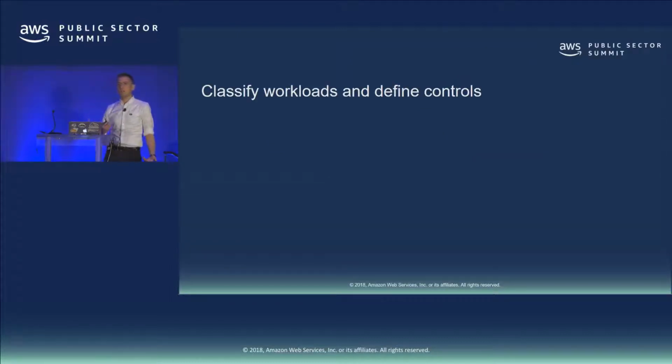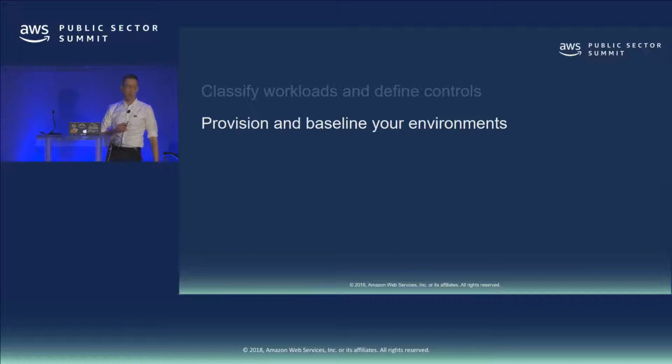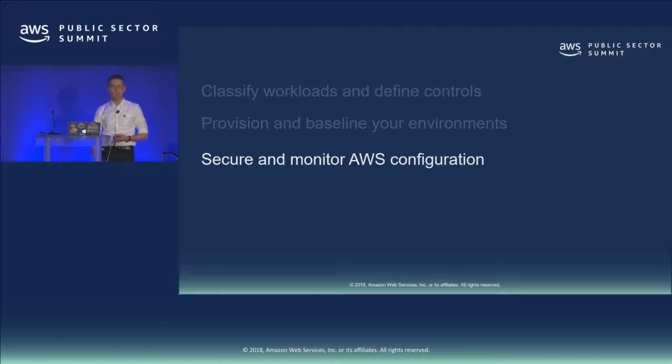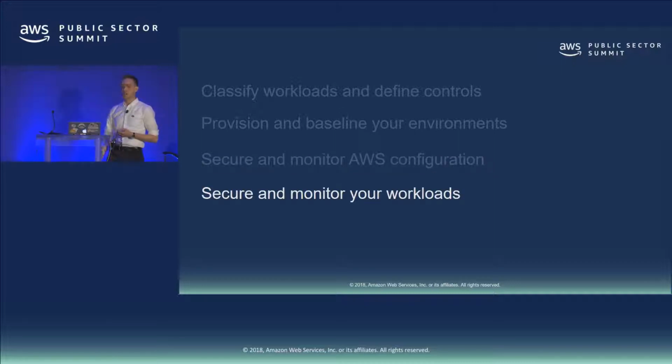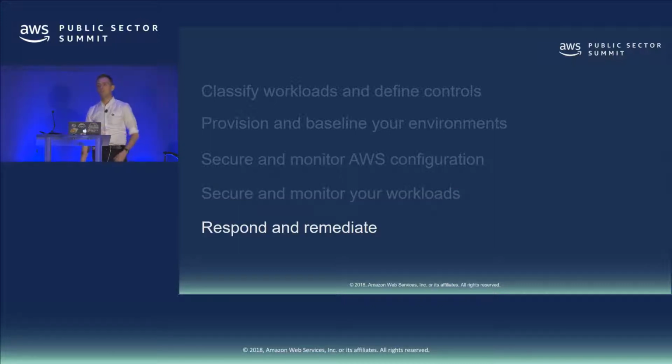So on the agenda today, I'm just going to talk at first about how to classify workloads and define controls really quickly. Then I'm going to go into some information on how to provision and baseline your environments, particularly in a multi-account environment. How do I ensure each one has a security baseline? How do I provision that automatically? Then we're going to cover securing and monitoring the properties of your actual AWS environment itself. Then I'm going to talk a little bit about how to secure and monitor your workloads using some new AWS services. And then finally talk about how to respond and automatically remediate conditions in your AWS environment. So if you do have something that falls out of compliance or something that's not in line with what you want, how do I remediate that automatically?